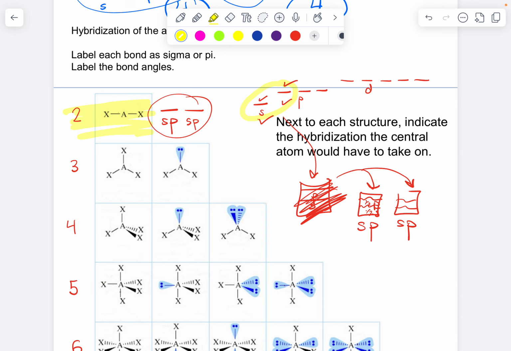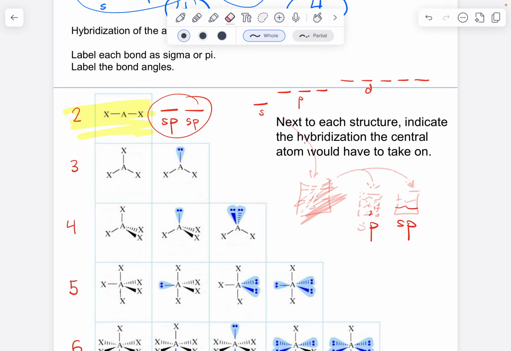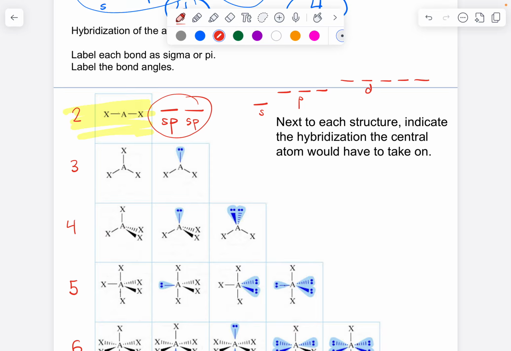Okay, so let's erase some of this so that we're not overlapping. So for the next one, for 3 electron groups, okay? 3 electron groups, so either one of these shapes, but 3 electron groups, I'm going to take 3 orbitals, 1 s and 2 p's. I always have to start with the s's because I always have to start with the lowest energy possibility. So 1 s and 2 p's, and I make 1, 2, 3 new orbitals, and I call them sp2 orbitals.